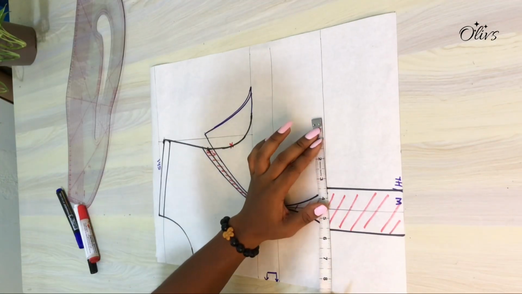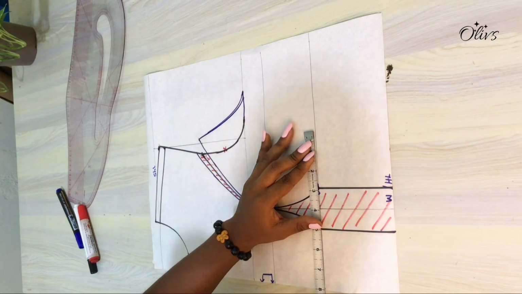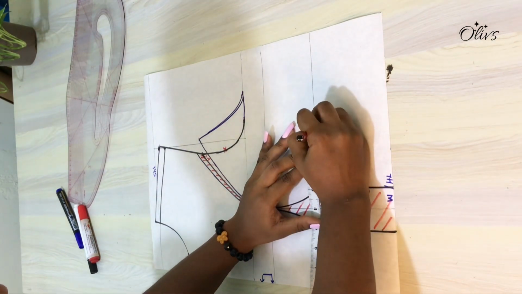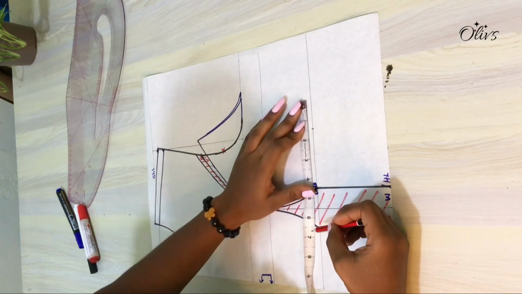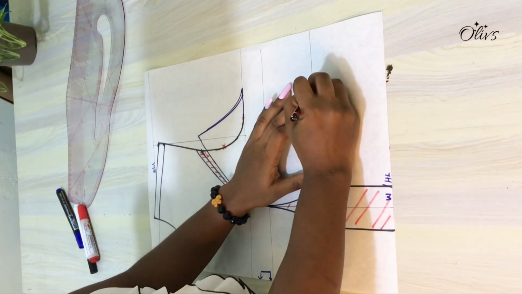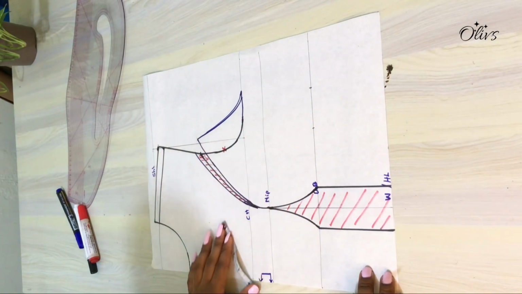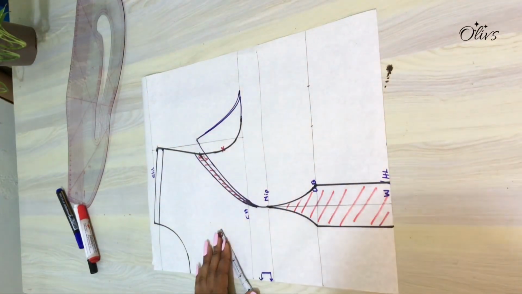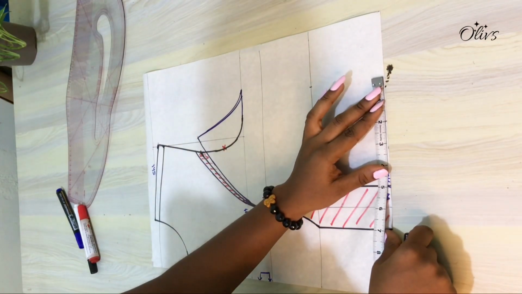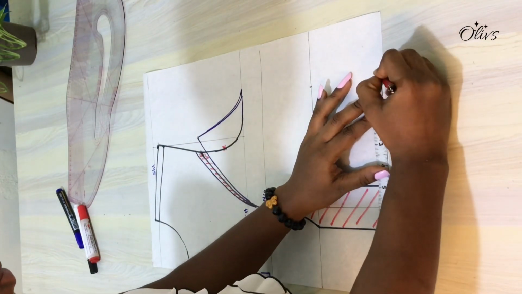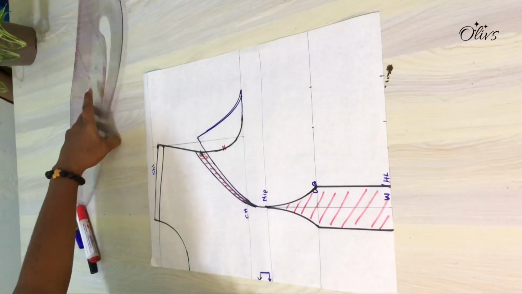Okay, now on the underbust, take 1/4 of your underbust. Replace the dart intake of 2 inches. On the waistline, repeat the same thing, 1/4 of your waist. Replace the 2 inches dart intake as well. Now go ahead and connect all the points together.